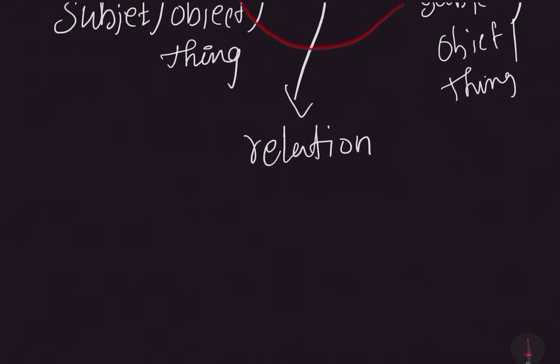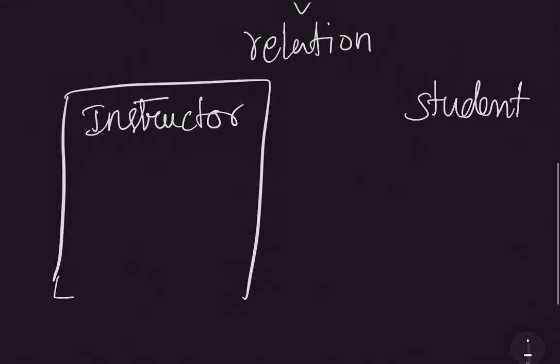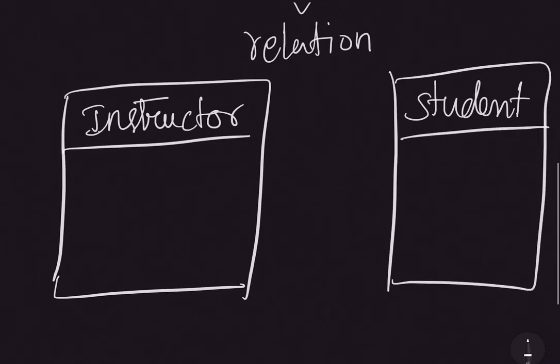Now, how do you represent this entity and relationship in a diagram? Let's see. Instructor and student are the names of the entities. Entities are represented using a box and separated by a bar. Whereas relation advises is represented using a diamond. The line connects instructor and student to form instructor advises student.